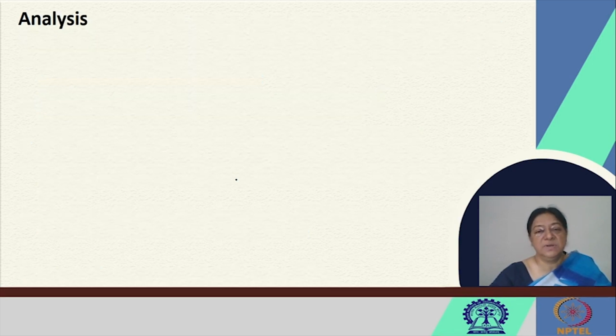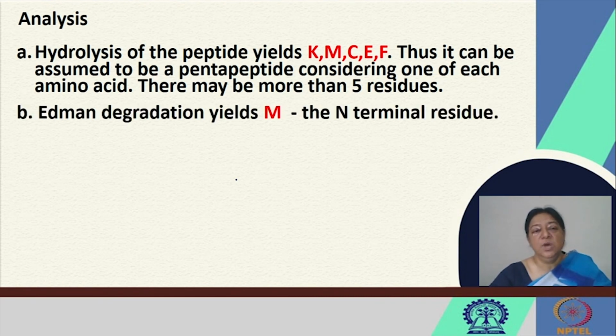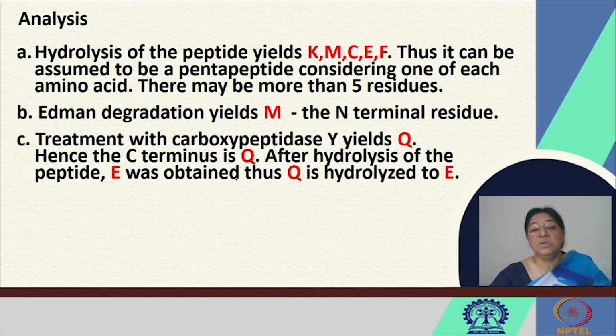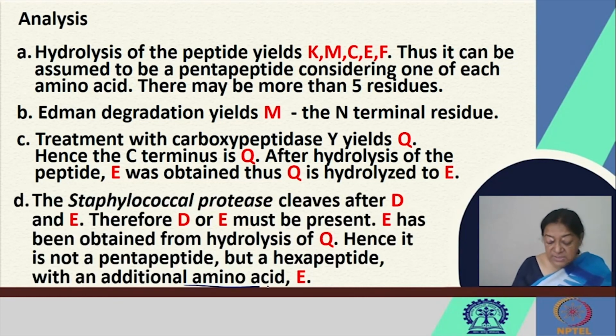So if we work in a similar analytic fashion like we worked in the previous case, we have K, M, C, E, F, which means that this is a pentapeptide but could have more than 5 residues, but these are the specific identities of the amino acids present. The Edman degradation gives M, the N-terminal residue. The carboxypeptidase gave Q, that means the C terminus is Q. And after hydrolysis of the peptide, E was obtained. Thus, Q is hydrolyzed to E. So, this means that there is another additional amino acid E.